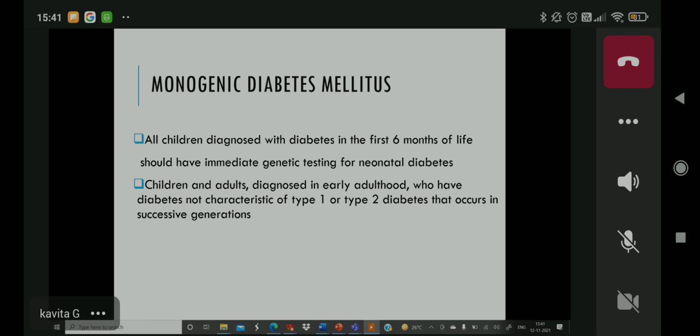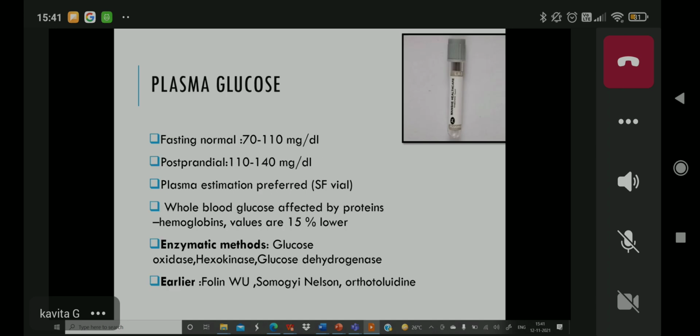Those children and adults also in early adulthood who have diabetes, but you are not able to fit them into any type. You're thinking this has features of one, that has features of another. Go in for genetic testing. I've already mentioned the color of the vial. This is the SF vial.